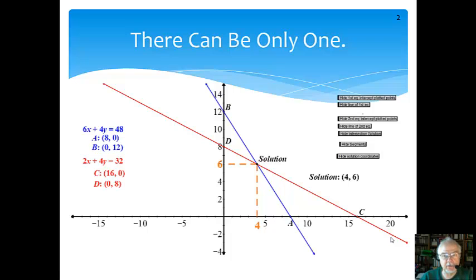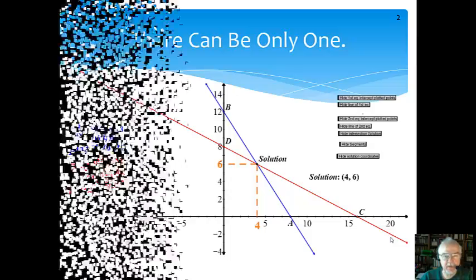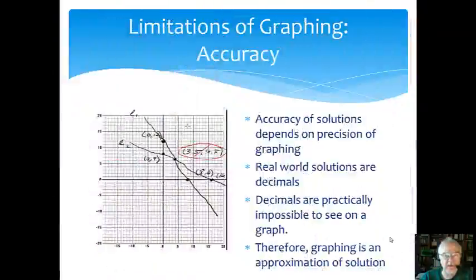So in our example, we had the solution (4, 6). That's the point (4, 6), the only point on the blue line and the red line which was true for both of them. Now, we also saw limitations, unfortunately, in graphing systems of equations. We saw when I tried to graph a system of equations by hand, I got the wrong answer. It was close, but it was still wrong.